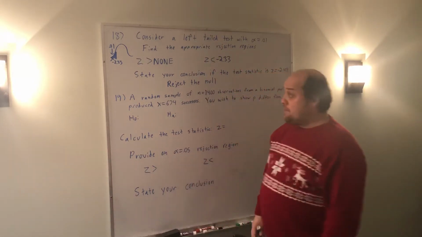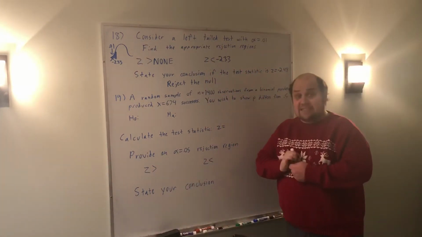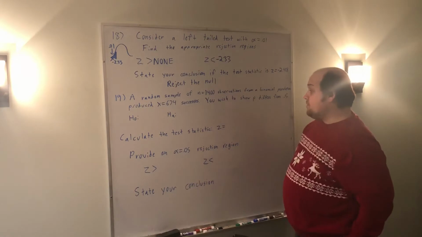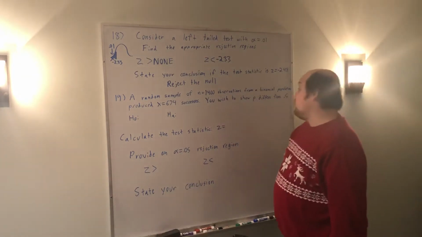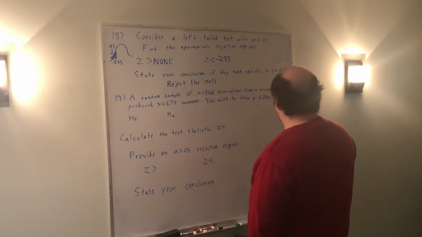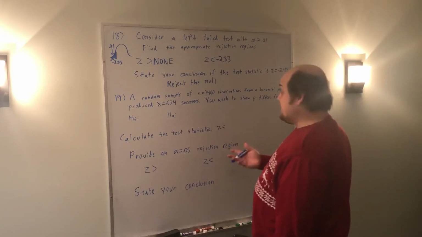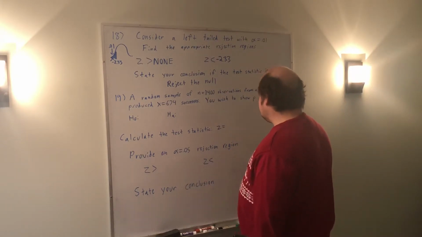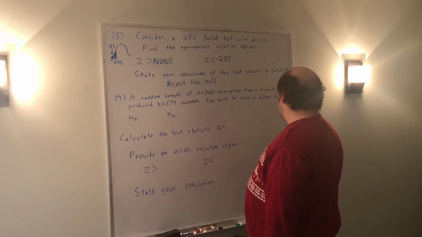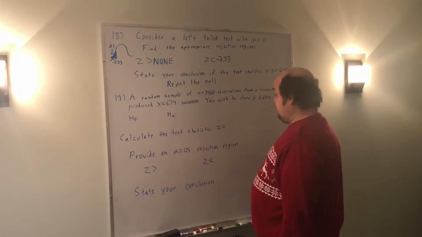Final question on the sample final and on the final is a full hypothesis test. In this case, it tells me that we had a random sample of n equals 1,400 observations from a binomial population. We had 674 successes. We want to show that the proportion differs from 0.5.